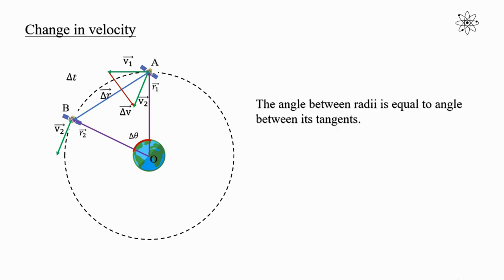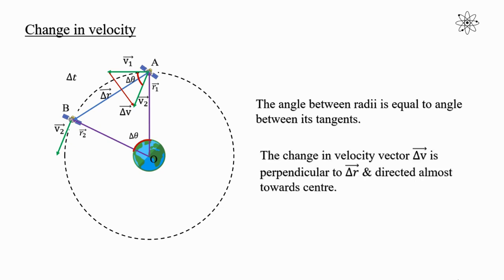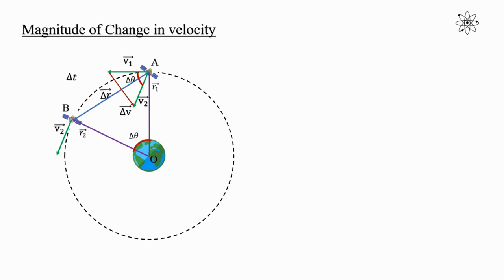In the geometry of a circle, the angle between the radii is equal to the angle between the tangents. Therefore, the angle between velocity vectors V1 and V2 is delta theta. Here we can see, students, the change in velocity vector delta V is perpendicular to delta r and directed almost towards the center. Now let's find the magnitude of the change in velocity. For that, redraw the triangle of velocity vectors. From this triangle we can write vector delta V is equal to vector V2 minus V1.